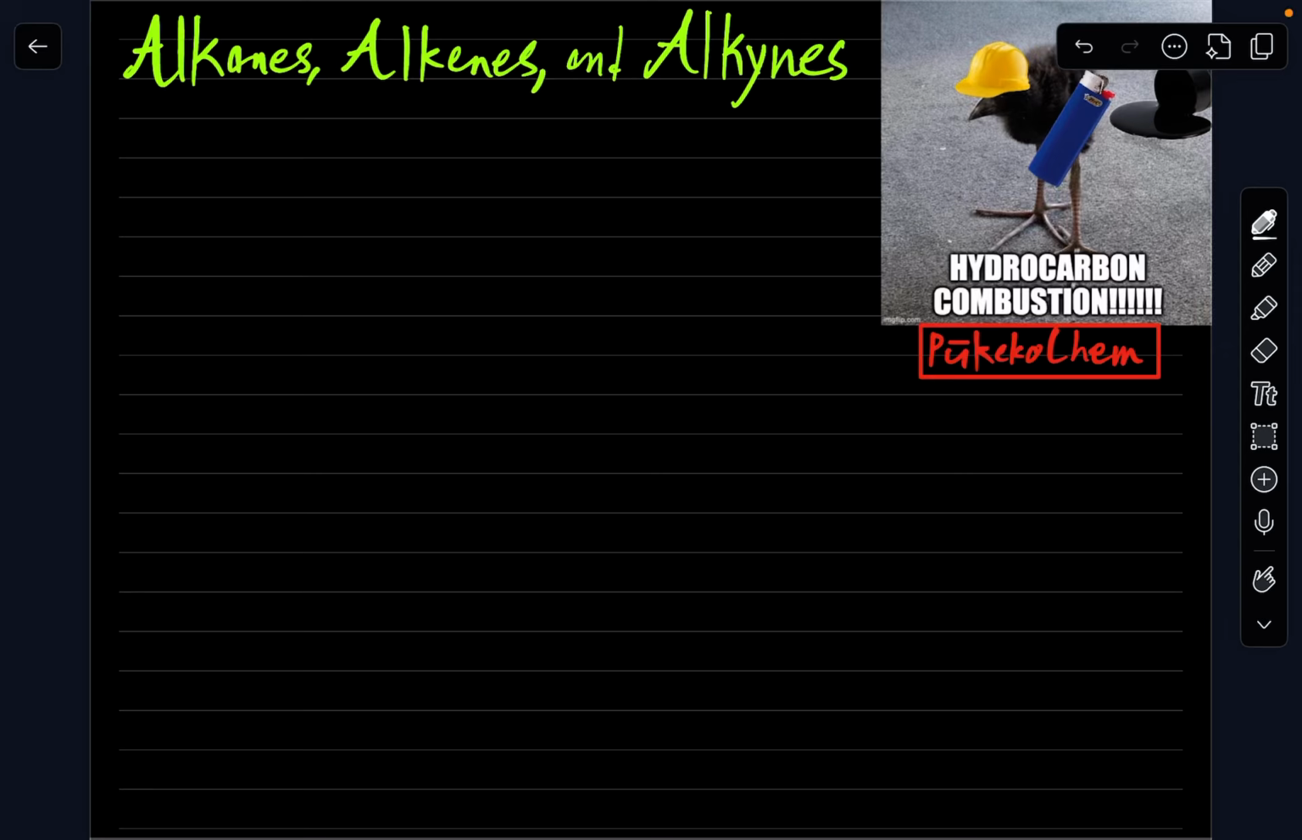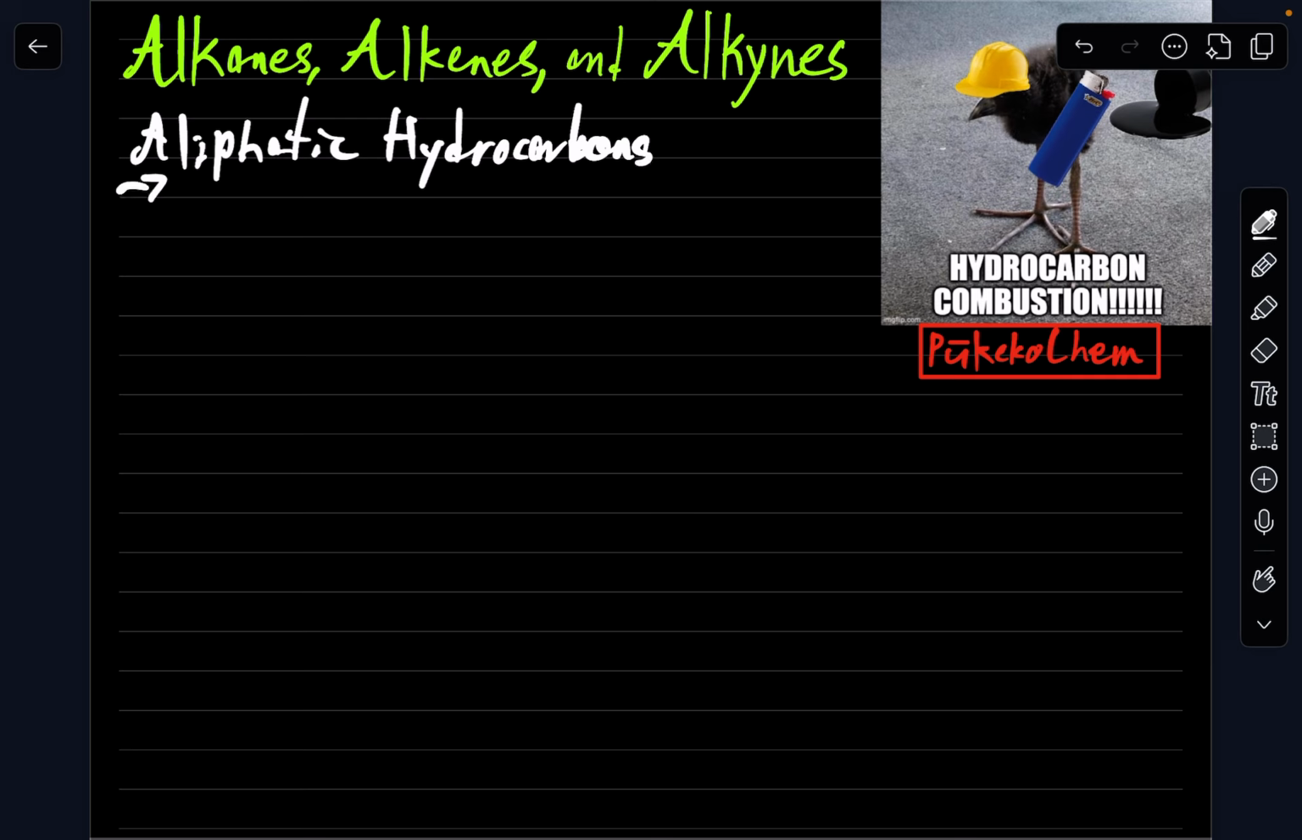Hello guys, today I'm going to be talking about the alkane, alkene, and alkyne functional groups. So just as an introduction to this functional group, these are considered to be aliphatic hydrocarbons. So what that means is that hydrocarbons means that they only have hydrogen and carbon, while aliphatic means that they are not aromatic, which I will be talking about in another video.